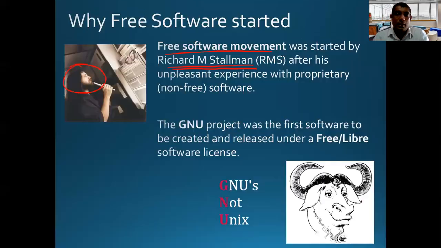With that, he was prepared to quit his job, and then he started a movement, right? This particular movement is what we call the free software movement, which was started by Richard M. Stallman after his unpleasant experience. This is what I was just telling: the unpleasant experience with proprietary, that is, non-free software vendors or developers, right? So whoever.